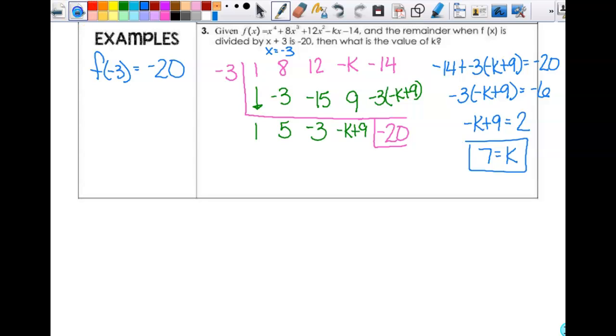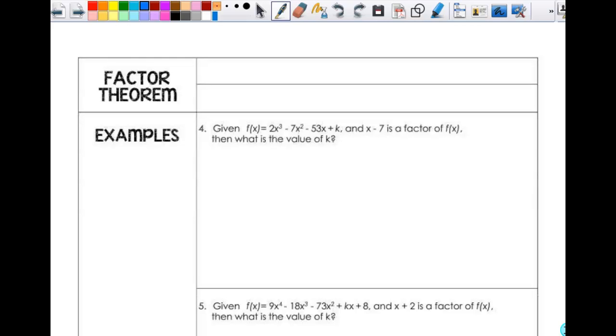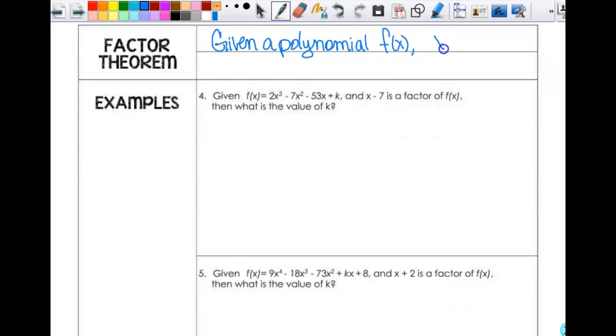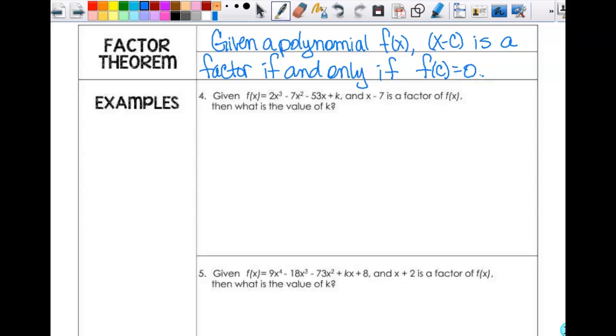So let's talk about the factor theorem. The factor theorem says, given a polynomial f of x, x minus c is a factor if and only if f of c equals 0. Okay, so given a polynomial f of x, x minus c is a factor if and only if f of c equals 0. We talked about that a little bit yesterday.